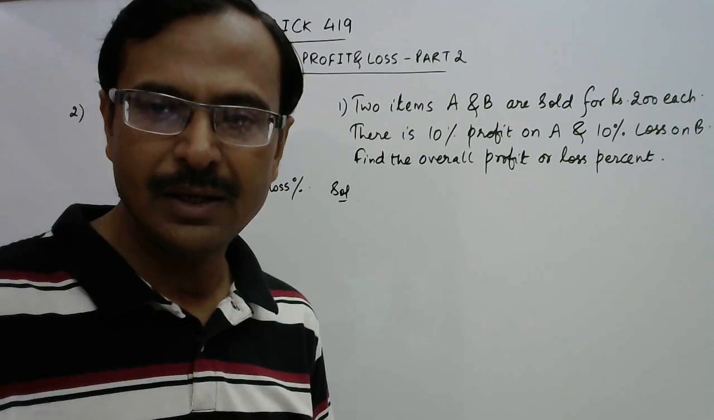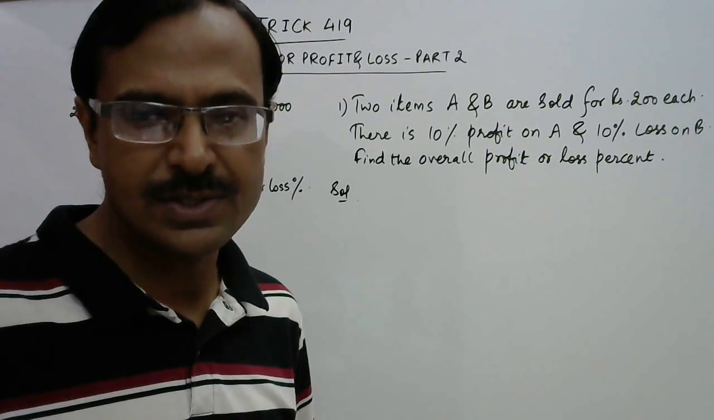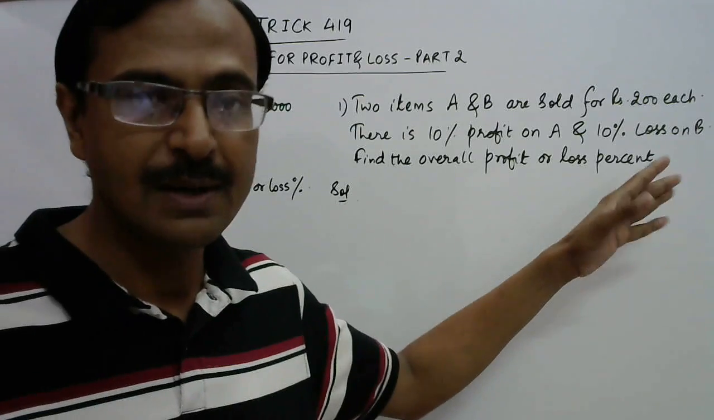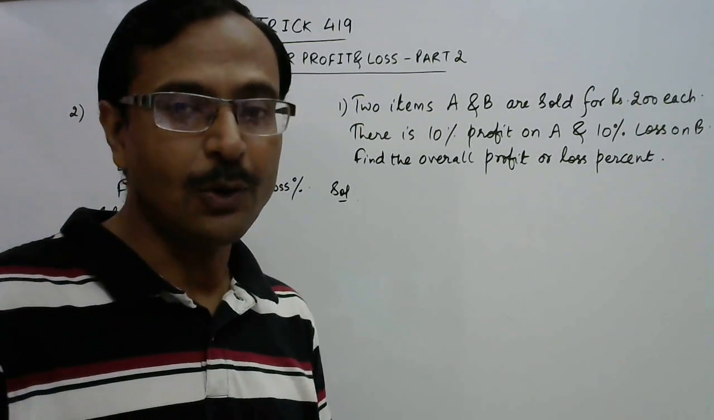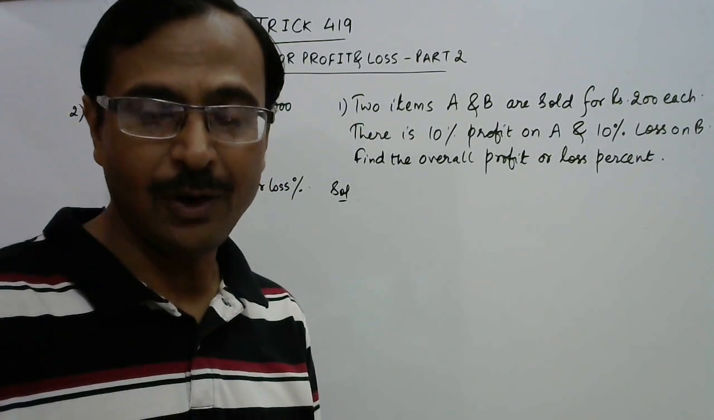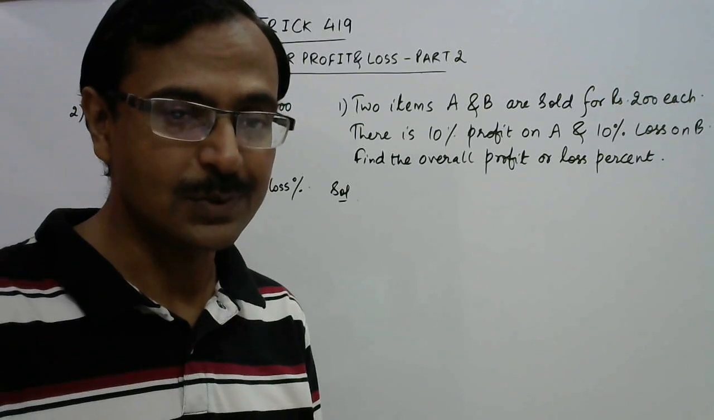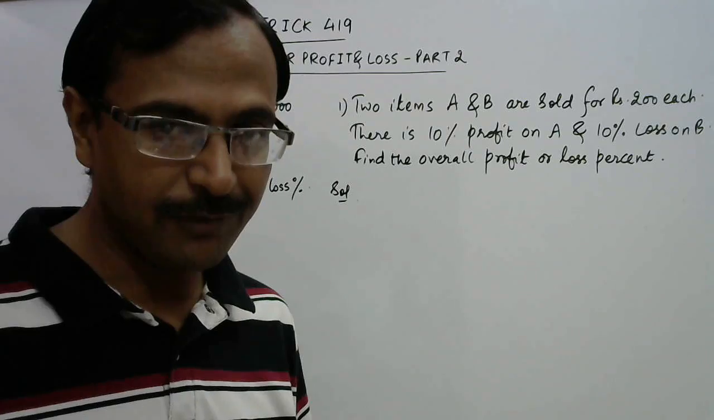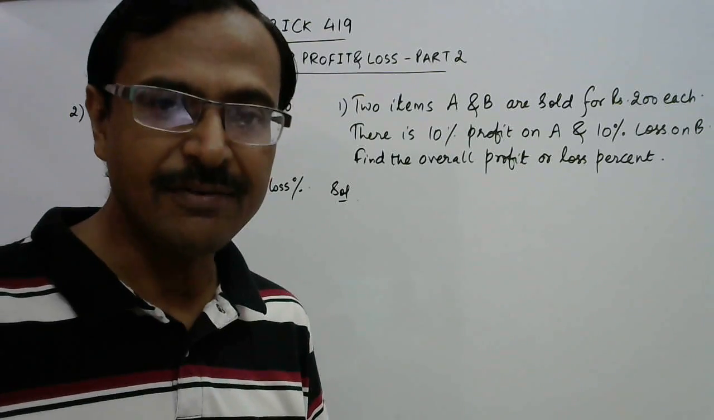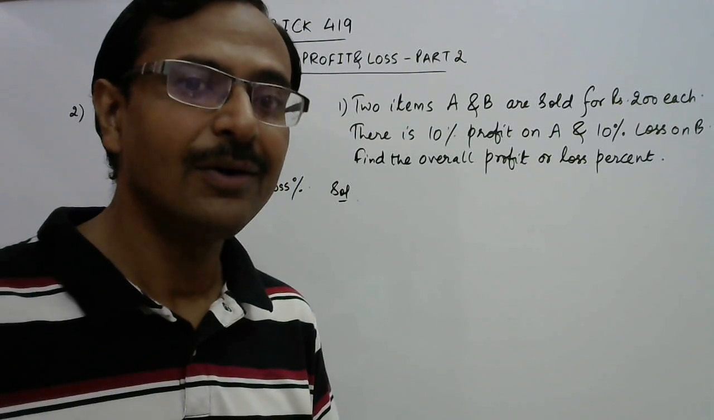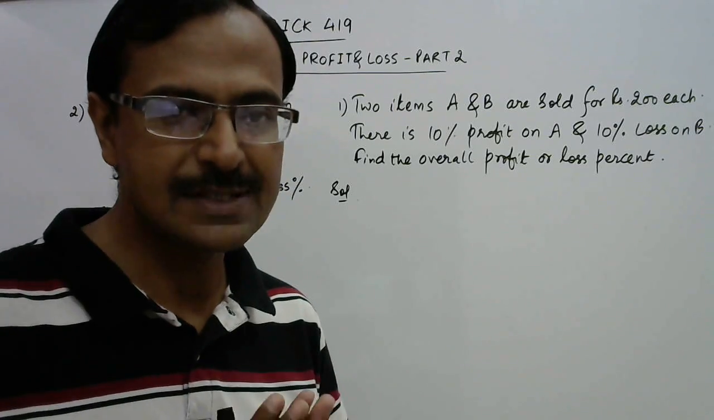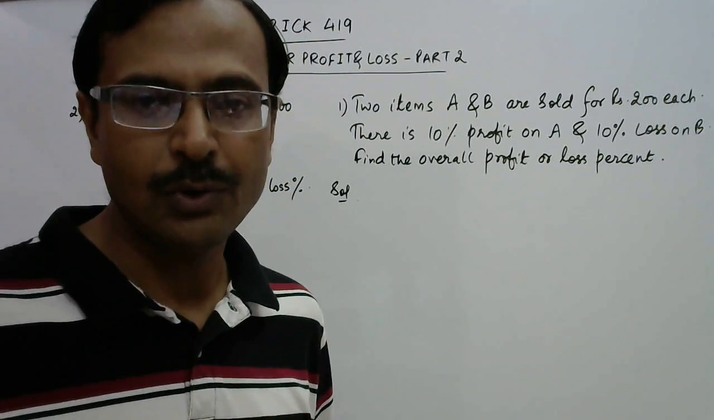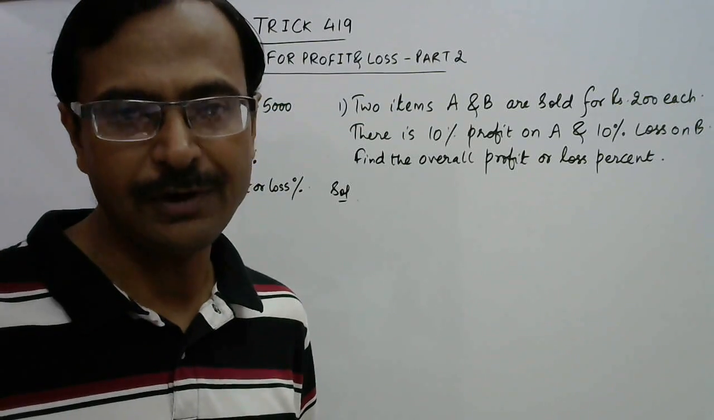The thing which is asked in the question is to find the overall profit or loss percent. So how do you solve this question? Now obviously when you try to solve this question, you will be finding out the cost price of each item separately first, and then overall cost price and overall selling price that you will be using for calculating the overall loss percent or profit percent.